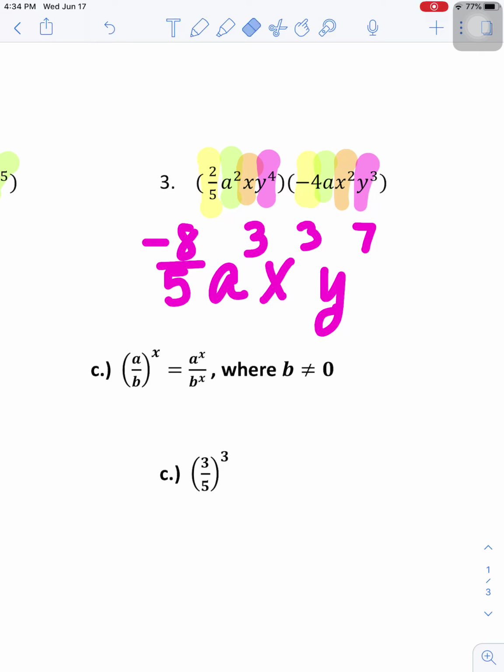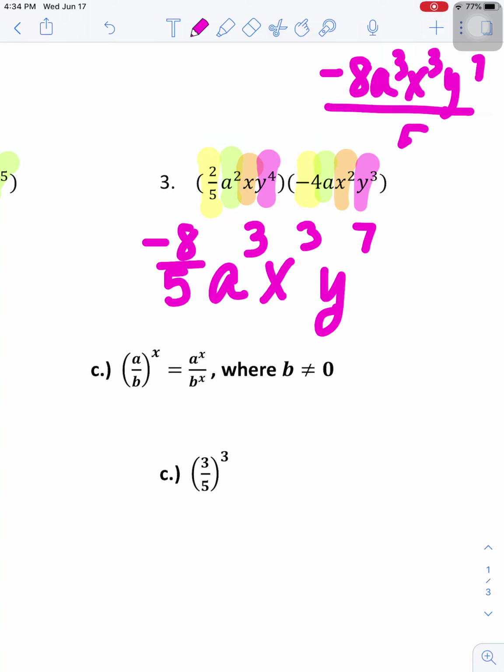Now, most of the time you're going to see it left like this, but I want to point out that you could also write this one as negative 8 a cubed x cubed y to the 7th all over 5. These two actually mean the same thing. So it's just kind of custom on how you're used to writing things. If you had this one, you would be correct. If you had this one, it would be correct as well.